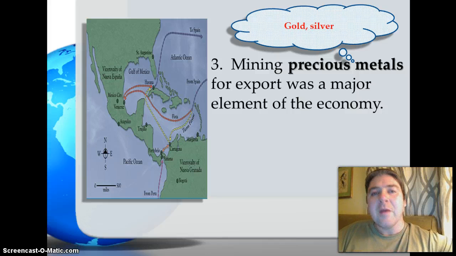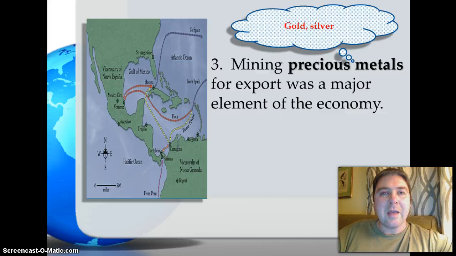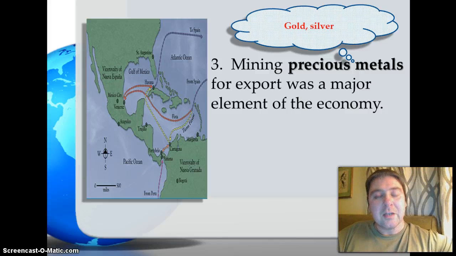back to Europe. The importance of these metals again being because at this time in history, these precious metals served as money. So it literally was like digging money out of the ground. And so Spain and Portugal in particular were very interested in getting as much of this gold and silver and other precious metals out of the ground in Latin America and returned back to Europe.